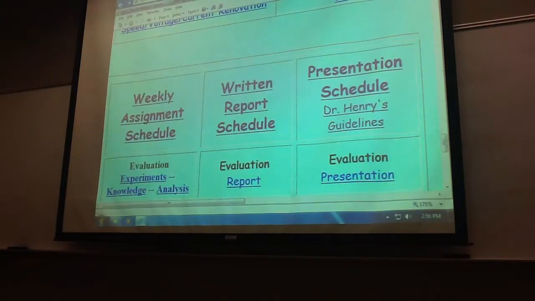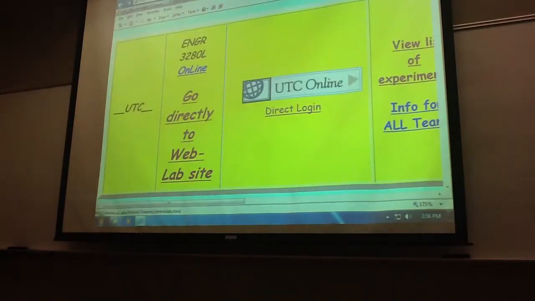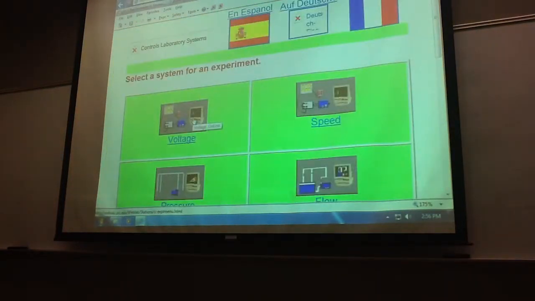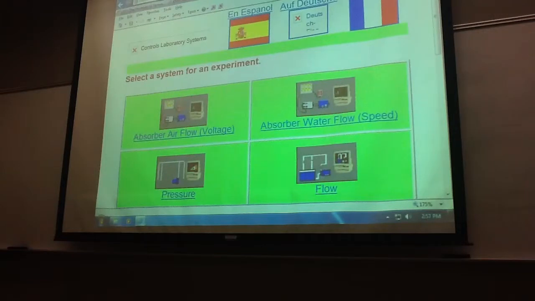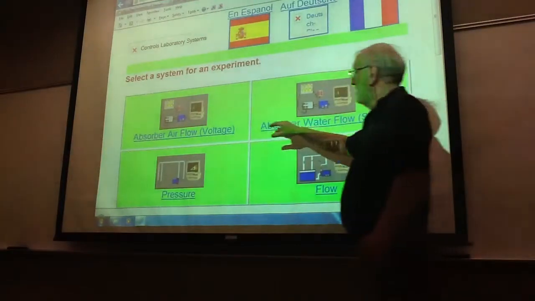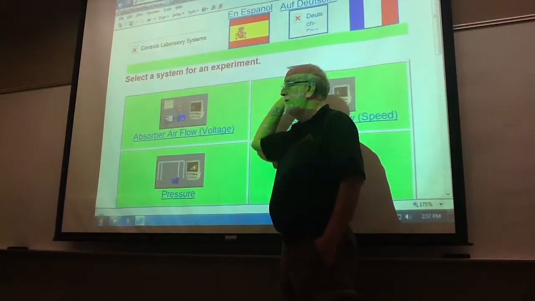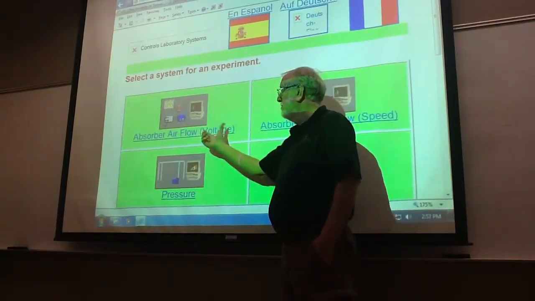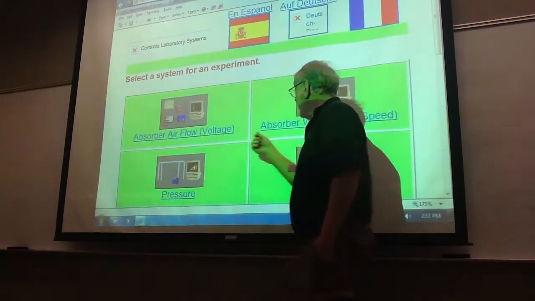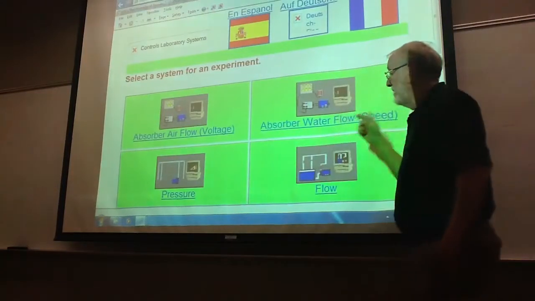Oh, I know where to go. Refresh right here. All right. Notice these things change their name from what they were. This used to be voltage, this used to be speed, and now it says absorber airflow, parentheses, voltage, and this one says absorber water flow, parentheses.